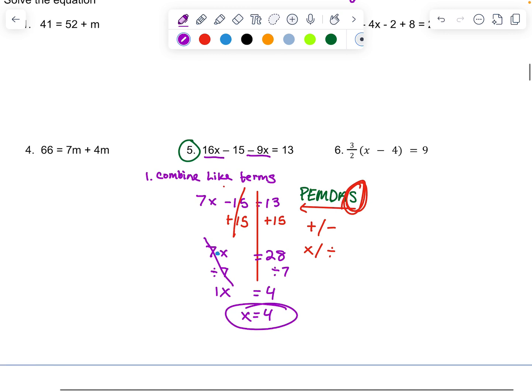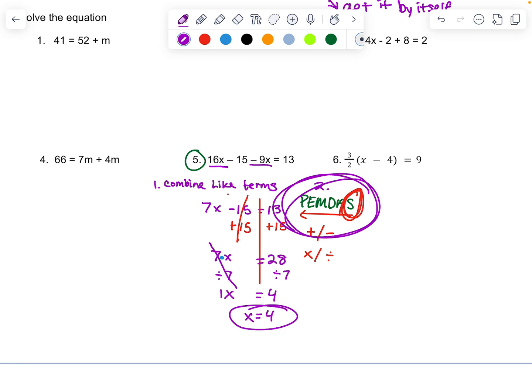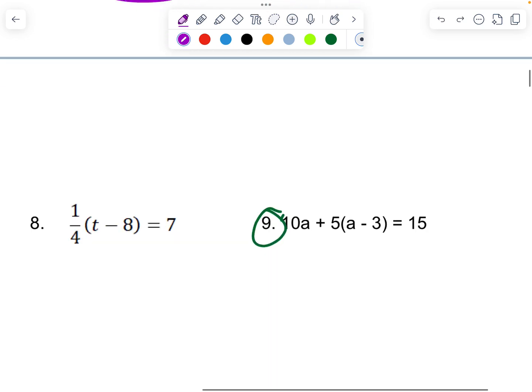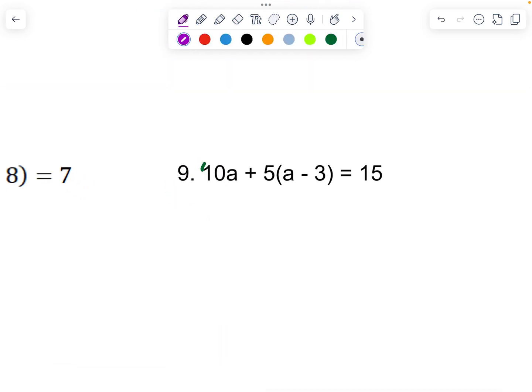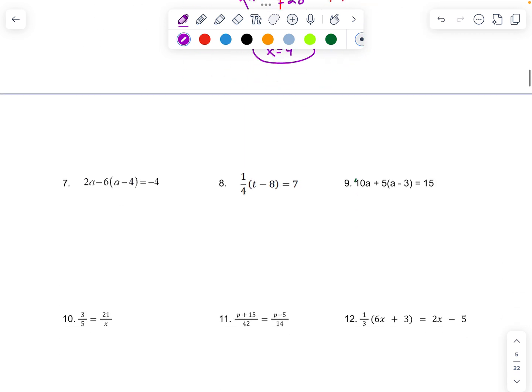So this is going to be how you approach every single solving problem. You are going to combine your like terms first, and then you are going to do PEMDAS, but you're going to do it backwards. You're going to do it in a backwards order, and you are working to undo everything. So let's look at problem 9 together. And then I believe that's the last one I'll be doing with you.